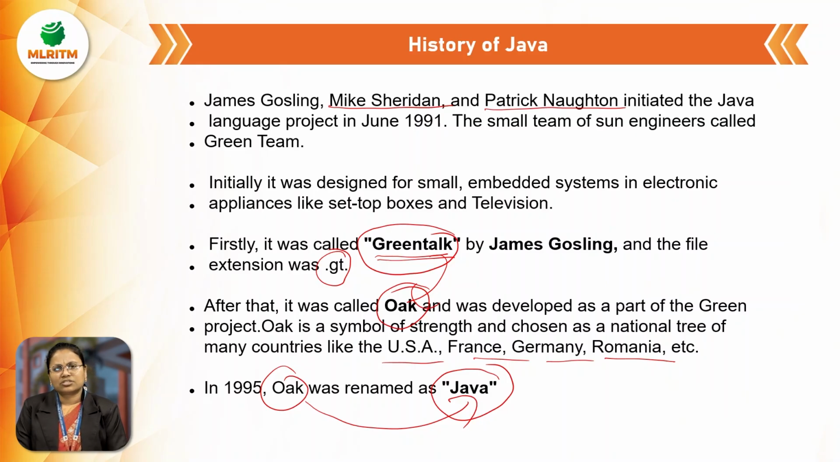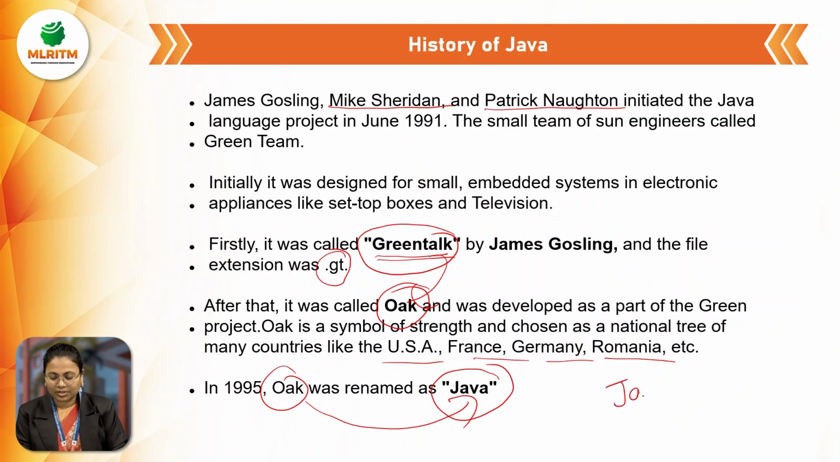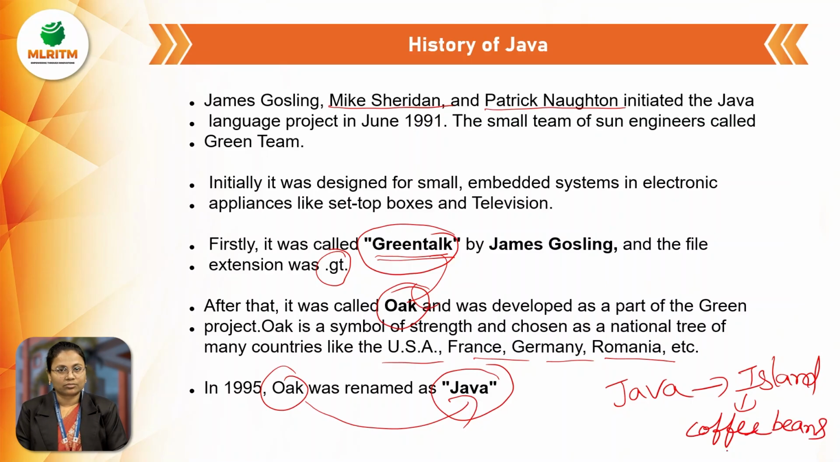And these coffee beans are produced on an island called Java. Actually, Java is the name of an island. On this island, they are producing effective coffee beans. The most effective coffee beans are produced on Java Island, right?